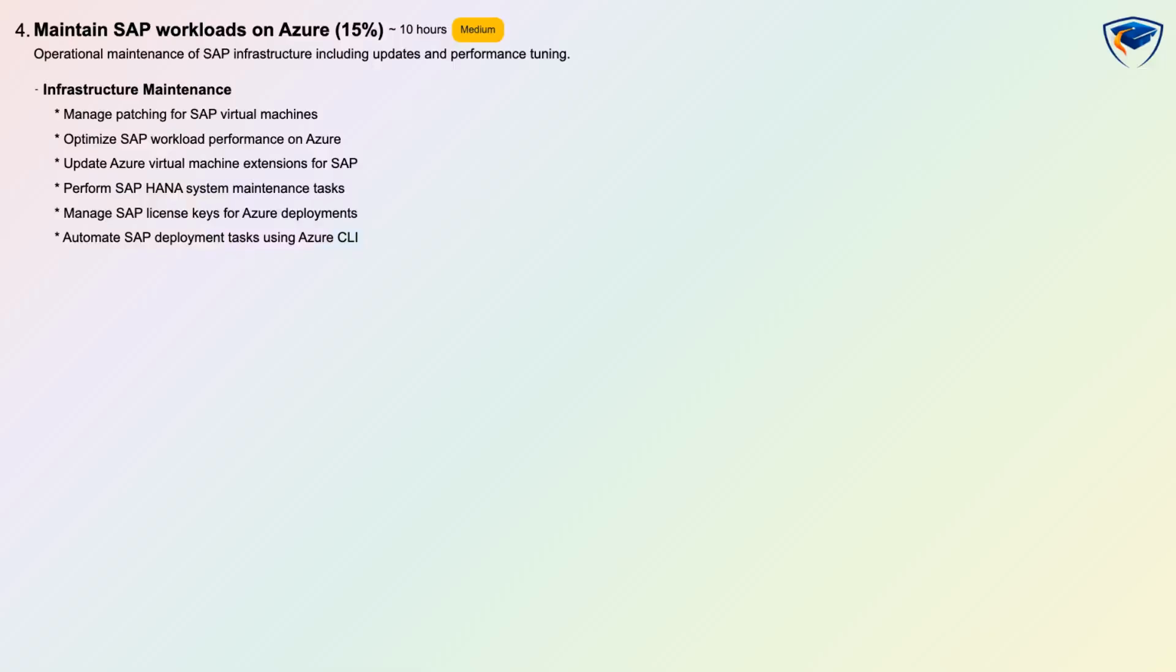You'll also learn about monitoring SAP on Azure, including configuring Azure Monitor, monitoring SAP HANA performance and telemetry, creating Azure Monitor workbooks, and implementing Log Analytics for SAP health checks. Additionally, you'll learn about analyzing infrastructure logs with Kusto Query Language and configuring alerts for SAP resource availability.